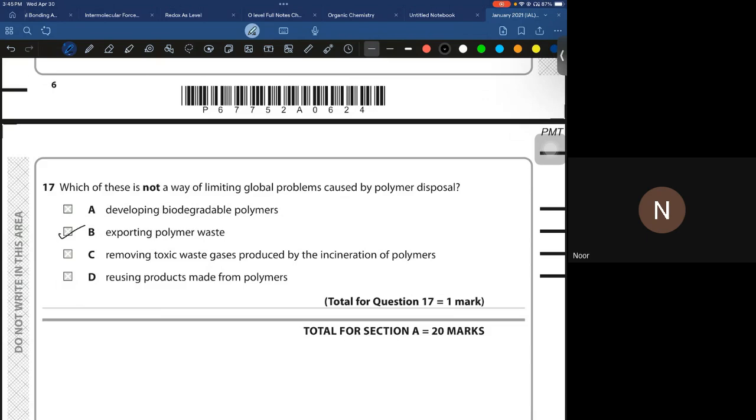And then why is option D incorrect? Because of reusing products made from polymers. If you are going to reuse the product which is made from the polymer, that can also be a cause for limiting the global problems. Of course you would not throw away the polymer because you would be using it again. You would reuse it. So there is only one option, that is B. Exporting polymer waste is not a permanent solution to limit the global problems. Remember.